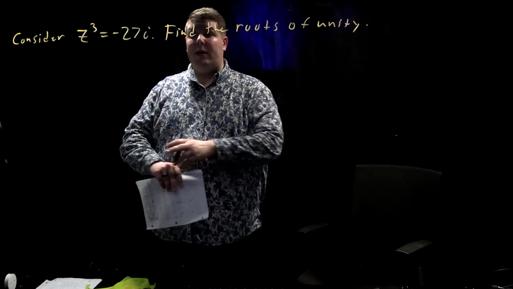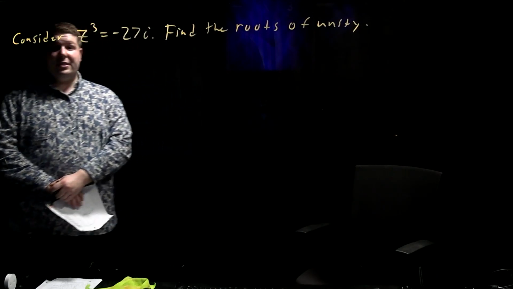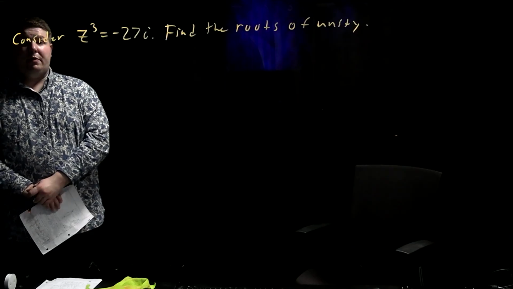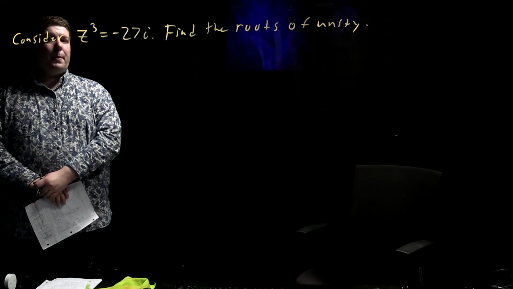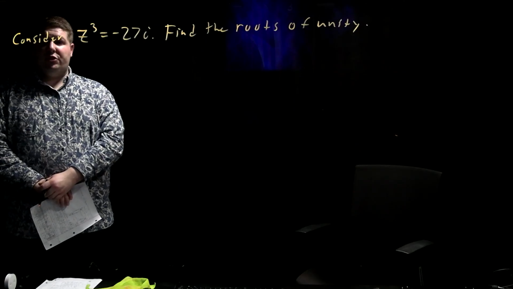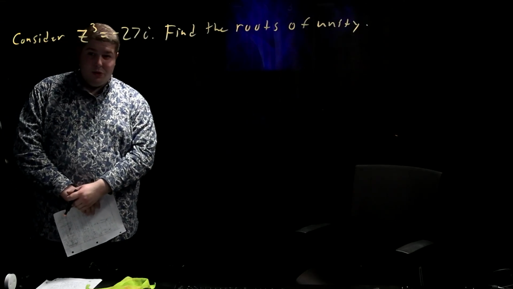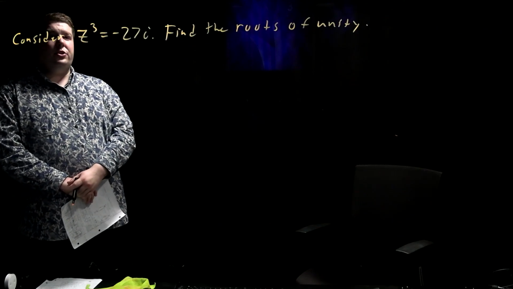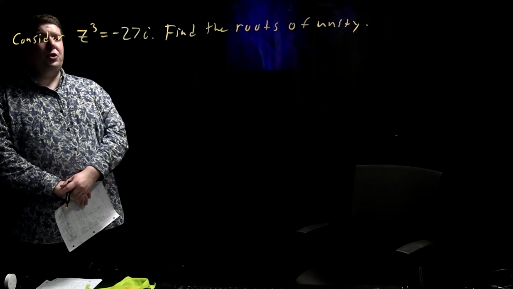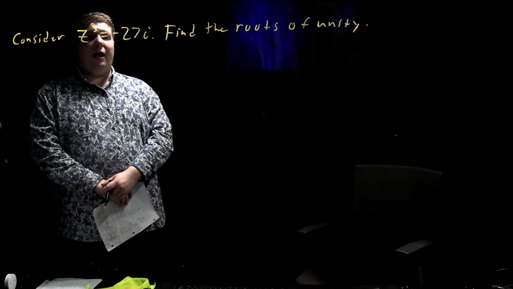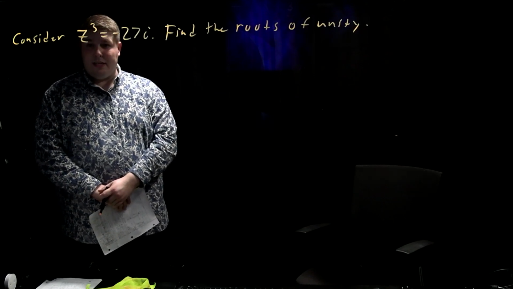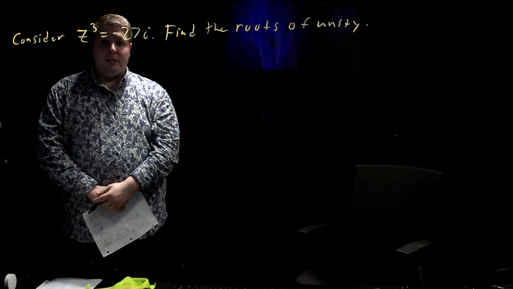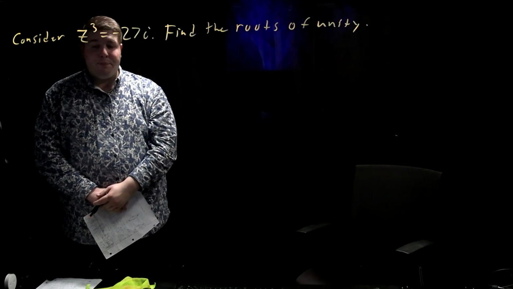So this one is complex. This is actually dealing with complex numbers. So this is actually a complex variables question if you took a class on complex numbers. So it's kind of interesting. We're doing this in abstract algebra. I didn't do these when I did abstract algebra, but still a good thing to know how to do. So consider z cubed equal to negative 27i. Find the roots of unity. All right. So essentially what we're asking for is find the solutions to this z.